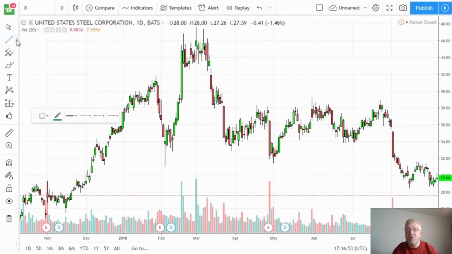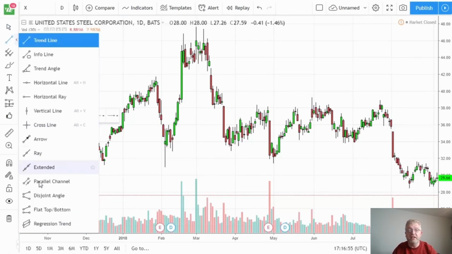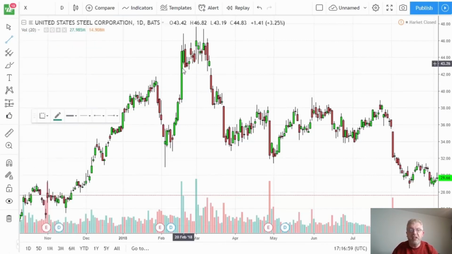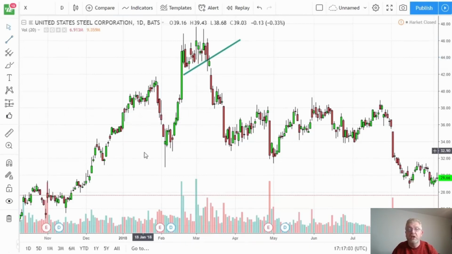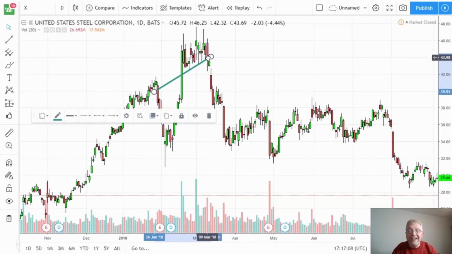So you can go right here on this sub menu, and you can see that I clicked on the arrow and there are several different types that you can get. But a typical trend line is really all we're looking for. So you just click, hold, drag, click again, and there's your trend line. It's drawn quite nicely on the chart.